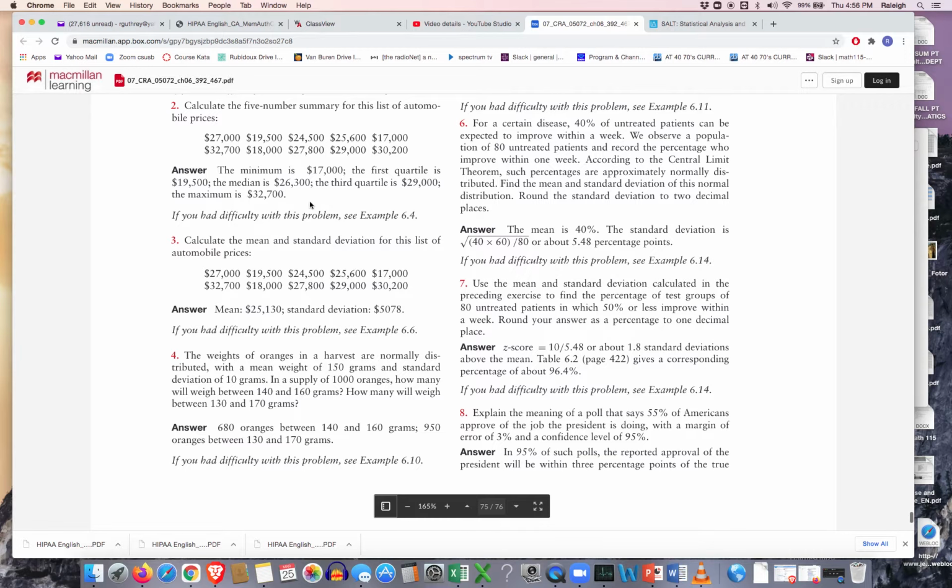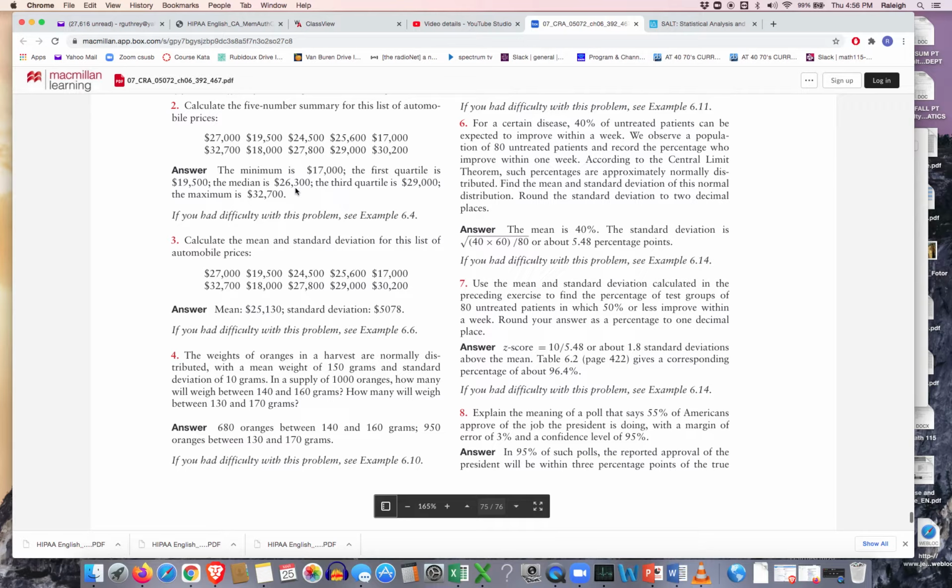But anyway, 17,000 is the smallest number. That is the minimum. And then the largest number is 32,700. So that's obviously the maximum. There are 10 values. The median will be between the 5th and 6th value. And so that would be between 25.6 thousand and 27,000. Average those, you do get 26,300.